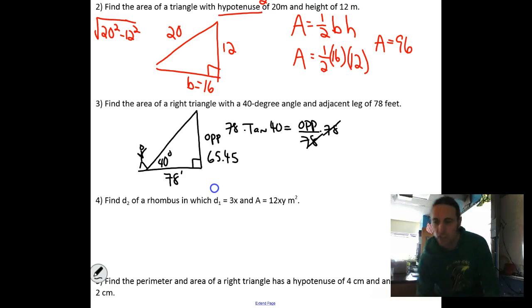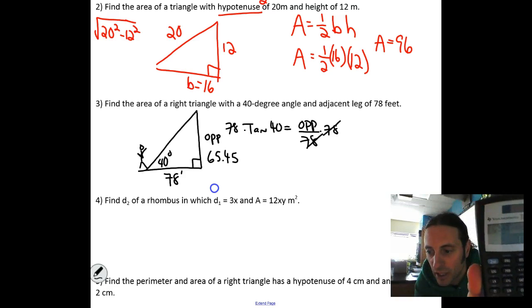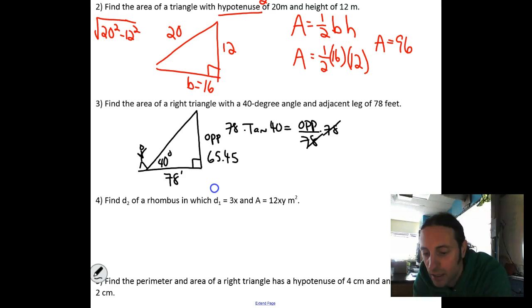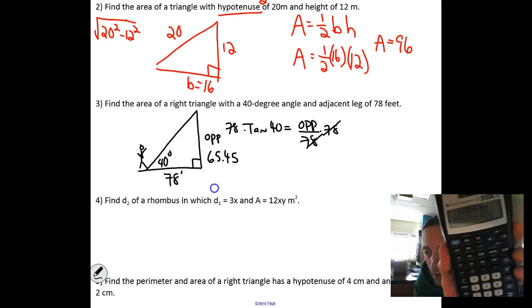Well, the reason that's such a wonderful thing is now all I have to do is 1/2 or 0.5 times 78 times my answer. Let's see if you can see my little calculator there. Look at that. A little bit of a glare. Ta-da, right? And I get, okay.